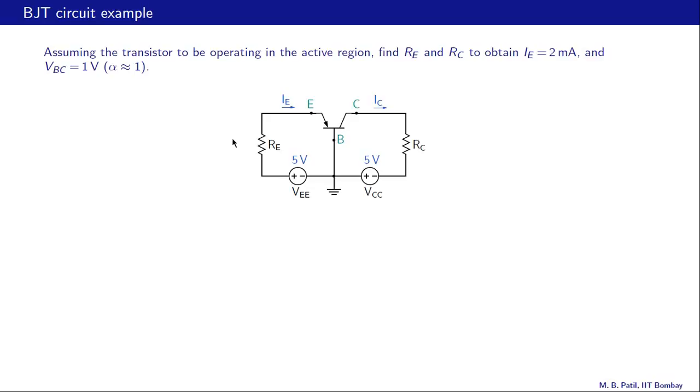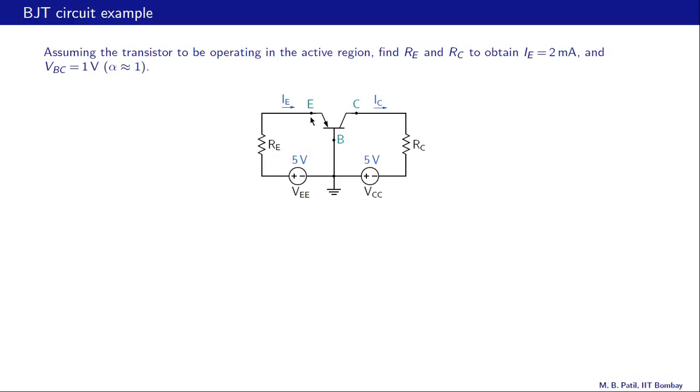Let us take this example with a PNP transistor. Assuming that the transistor is operating in the active region, we want to find RE and RC such that IE, this current here, the emitter current, is 2 milliamps, and VBC, this voltage, is 1 volt. And we are given that alpha is nearly equal to 1. Now to begin with, let us first check that this condition, VBC equal to 1 volt, does indeed correspond to the linear region or the active region.